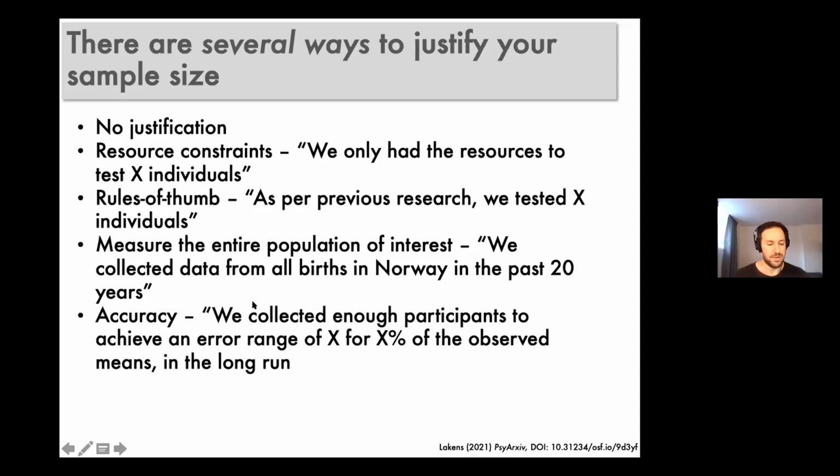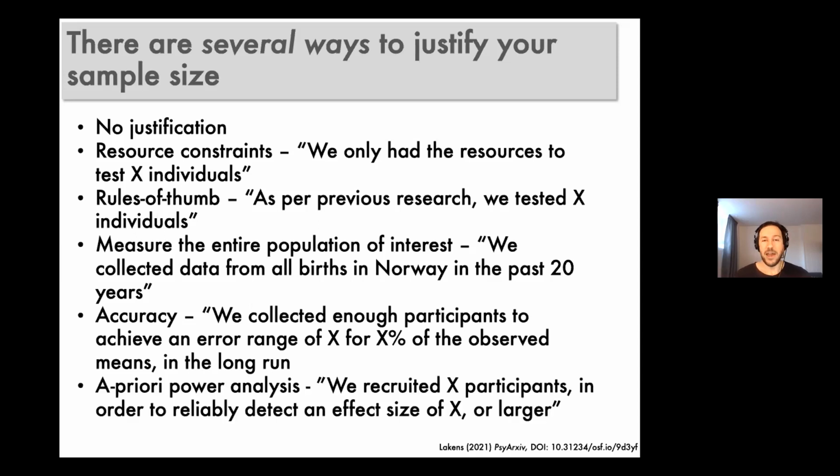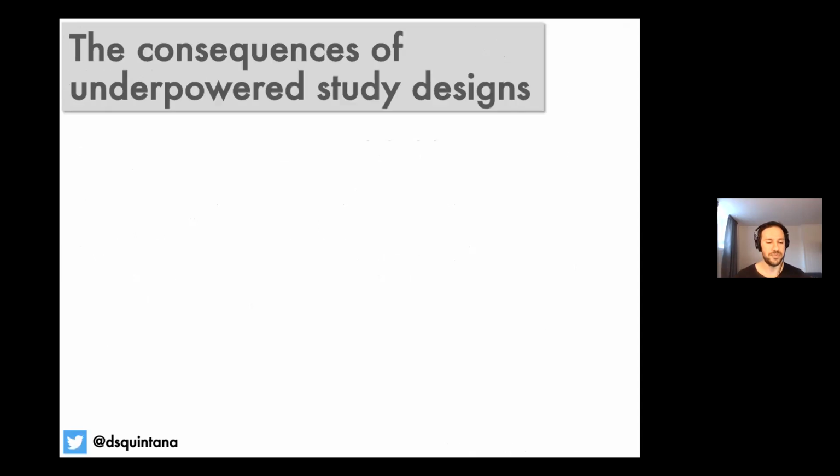Then you also have accuracy as another perspective, where you can collect enough participants to achieve a particular error range as well. And of course, what we have been talking about is an a priori power analysis, where you can recruit enough participants in order to reliably detect an effect size of whatever or larger.